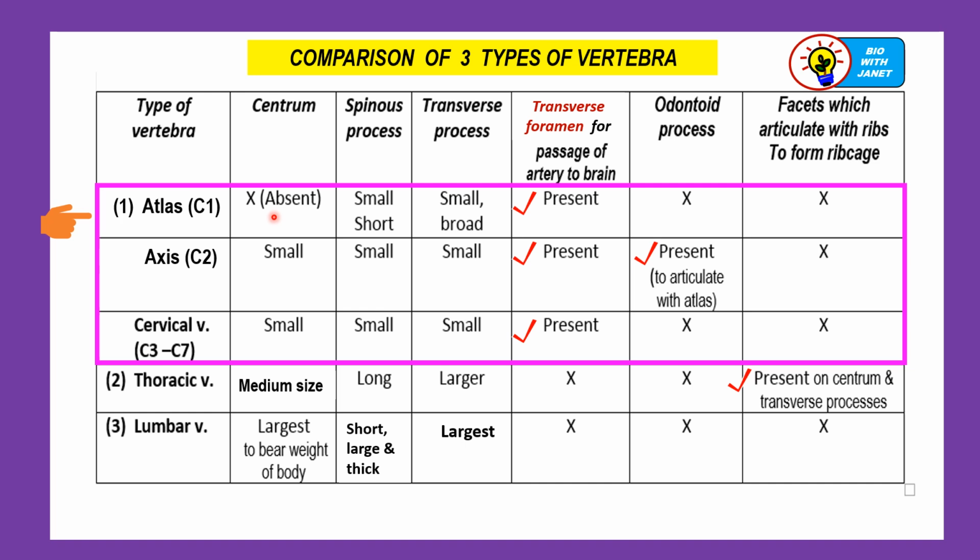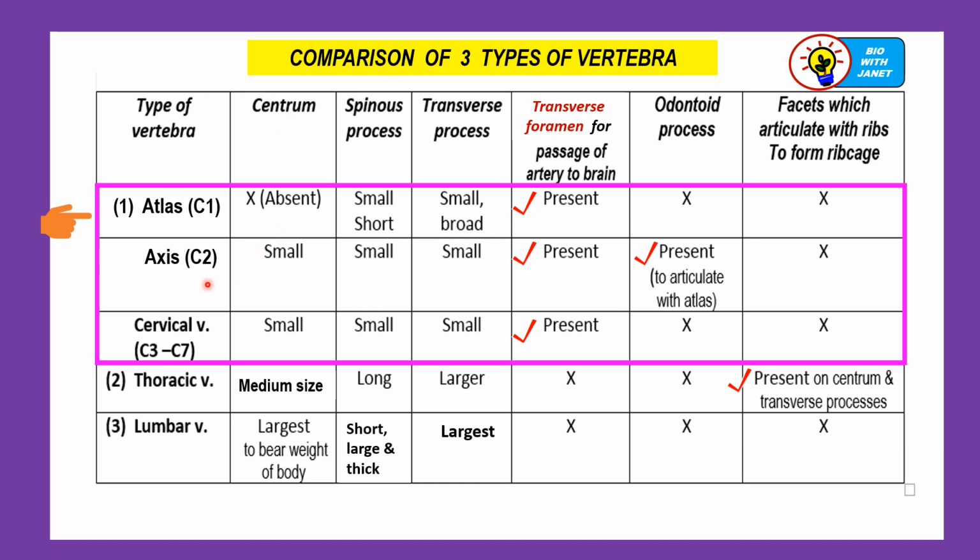It has no centrum. It has a short and small spinous process. It has a small and broad transverse process, and it has a pair of transverse foramen, or transverse foramina, for the passage of the artery from the aorta up to the neck and then to the brain. Okay, so the artery will pass through this cervical vertebra or vertebrae.